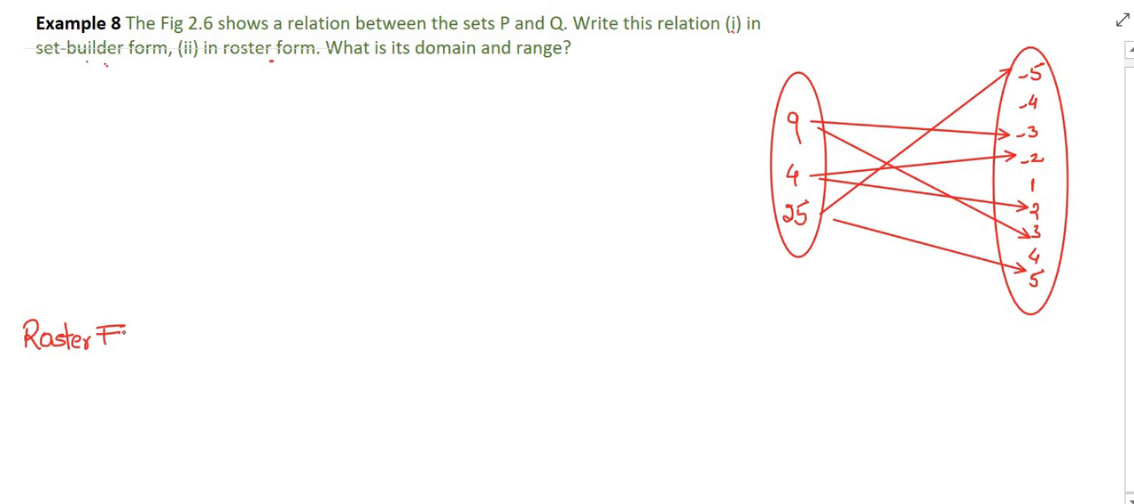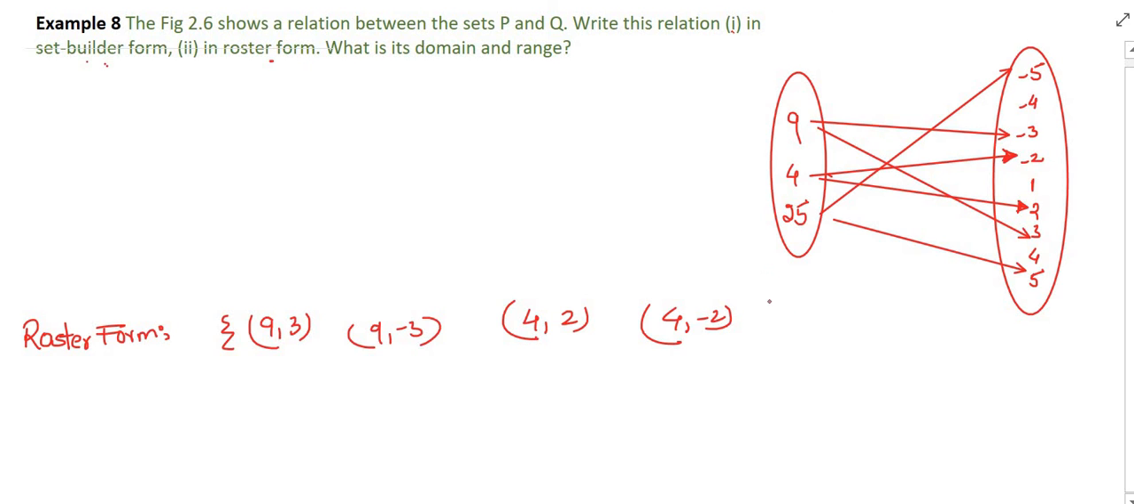It's easy to write the roster form first, because we can see directly what all is there. So I am writing roster form first because I know clearly 9 is connected to 3. Then 9 is connected to -3. 4 is connected to 2, and 4 is connected to -2. Here 25 is connected to 5 and to -5. So this is the relation, roster form.